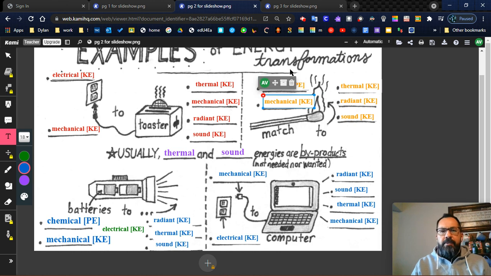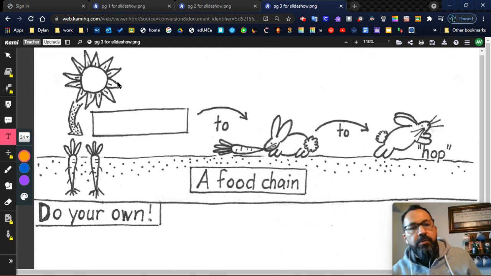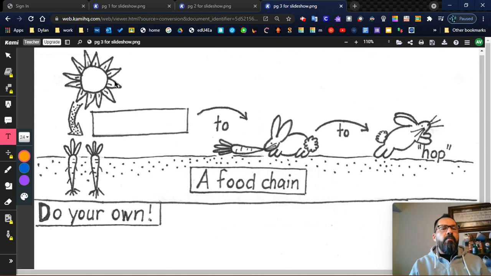Okay, let's take a look at the last page, and this last page is going to have, like I said, an example from biology or life science. Okay. So you'll see that we have the sun up here, and you can see that the sun is giving some energy to some carrots down here. So we said that the sun is like the main source of energy in almost all energy on Earth. The sun produces two kinds of energy. What are those?